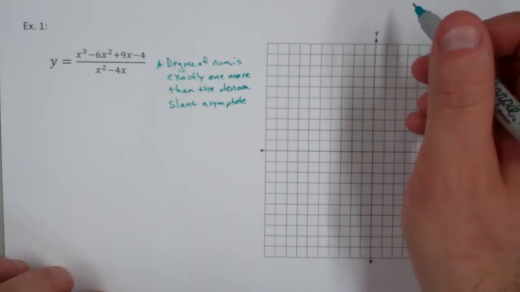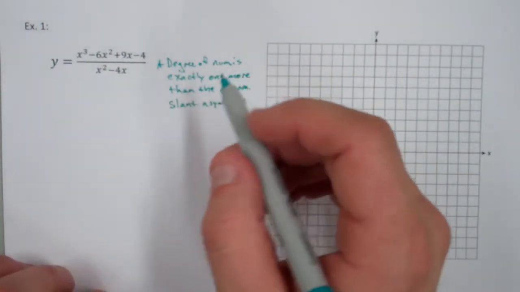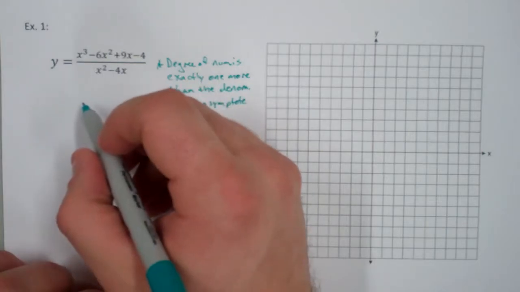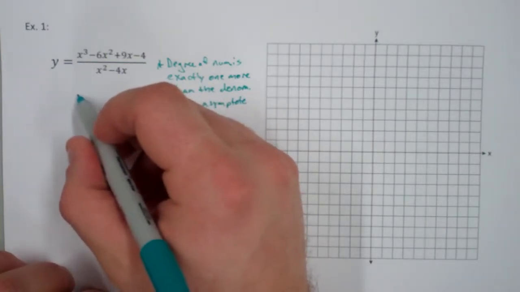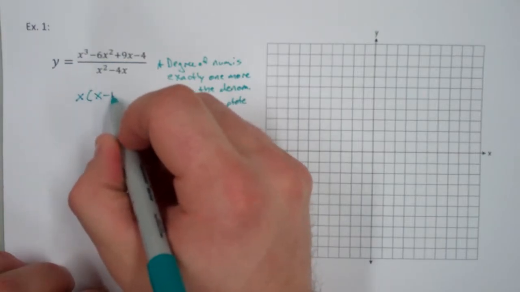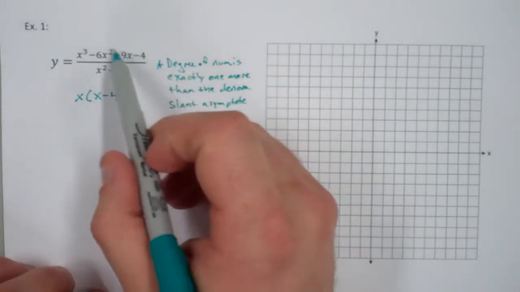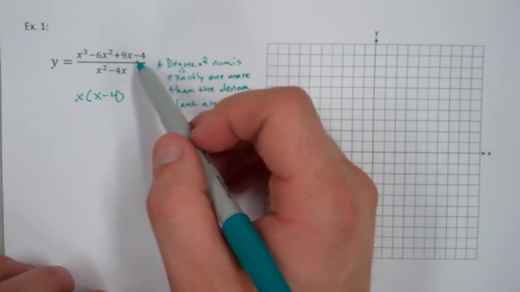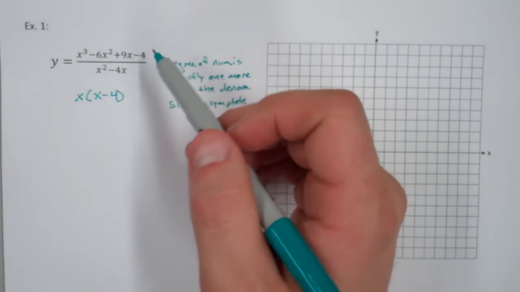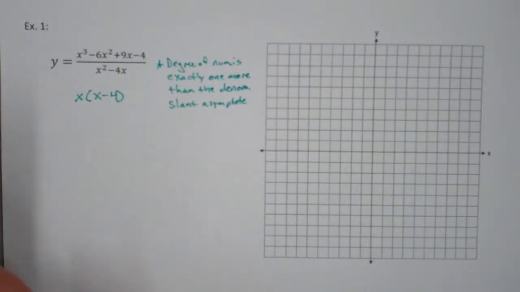And so to find that one, what we can do here is try to factor the bottom. We can factor this one into x times x minus 4. You can also factor this top portion as well. You might recognize that from a past algebra class. What I can do, though, is help you factor that fairly quickly.